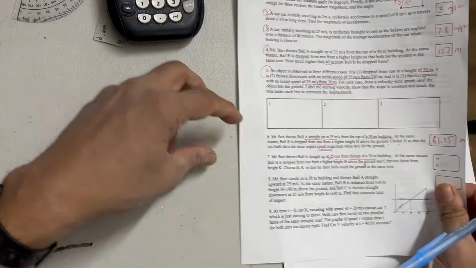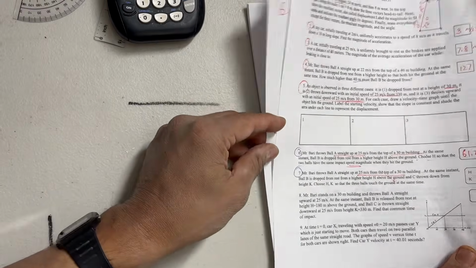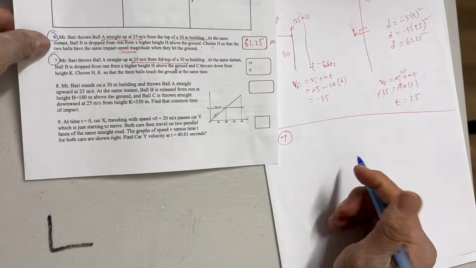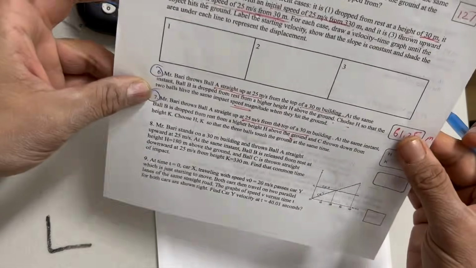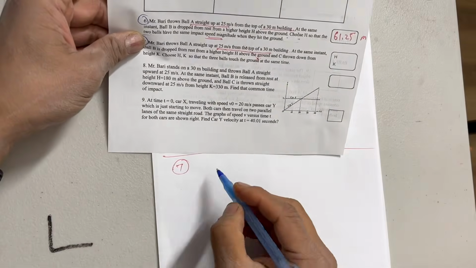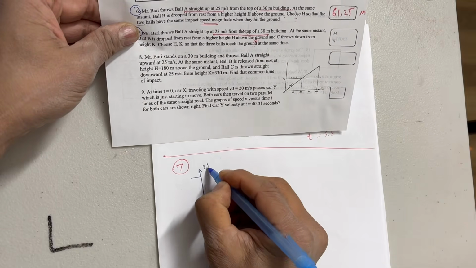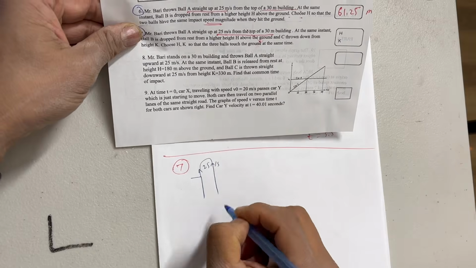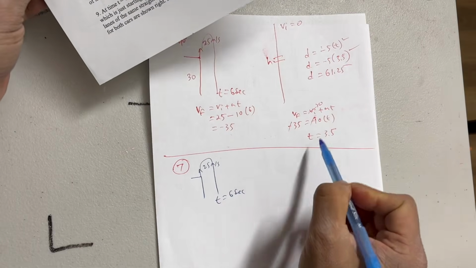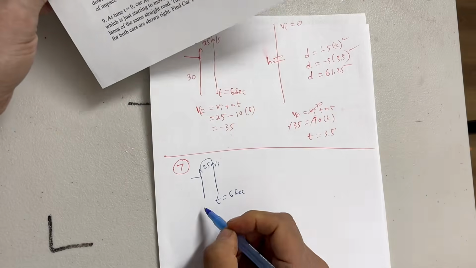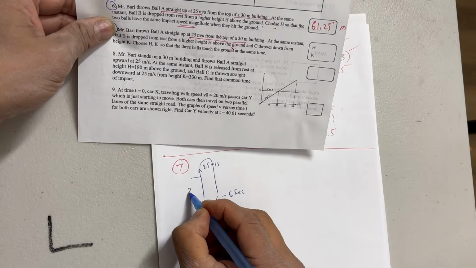So we've done number 6. We're doing number 7. Number 7, Mr. Body throwing a ball upward, with 90 degrees, 25 meters per second, and it's going to hit the ground at t equals 6 seconds because we solved it right before. And this is 30 meters, right?